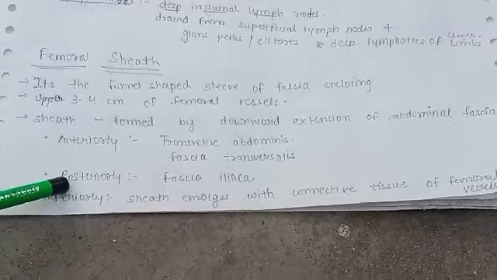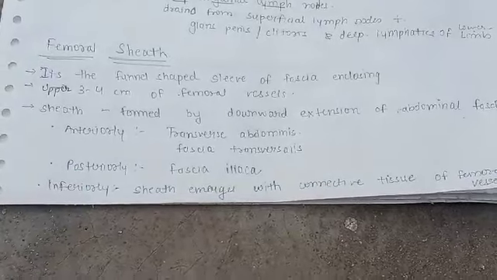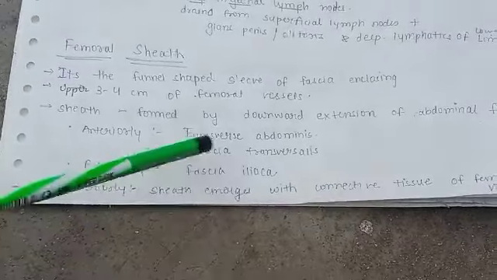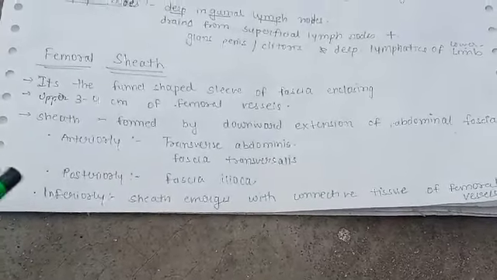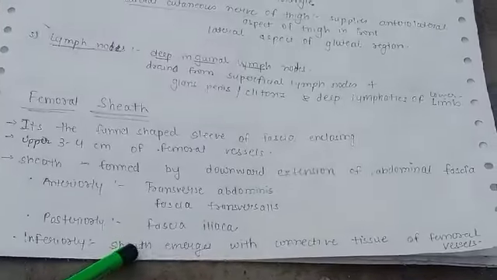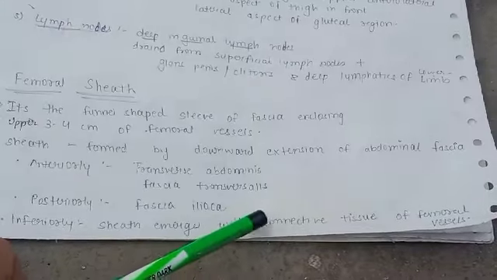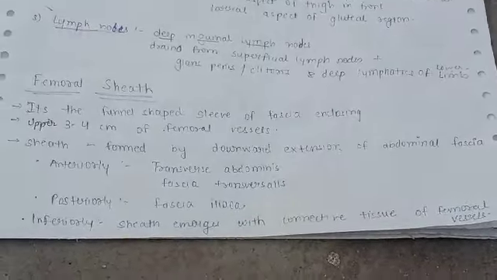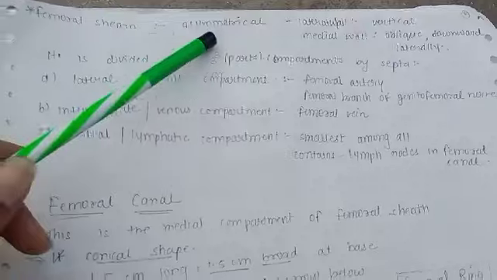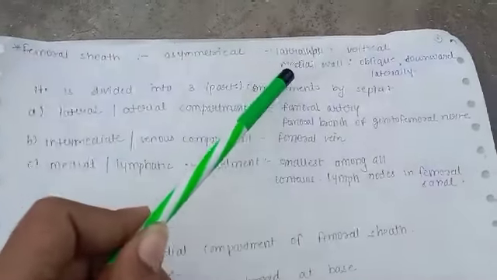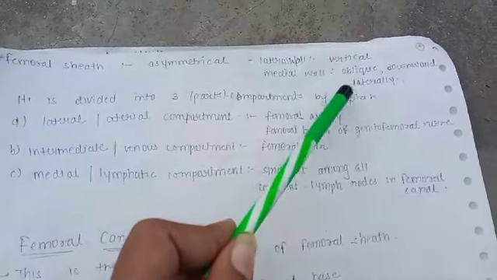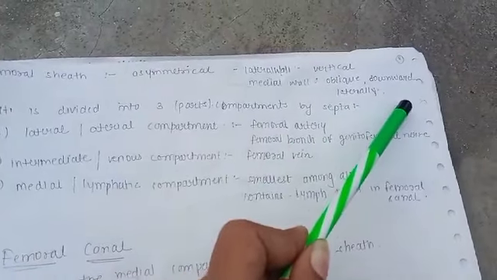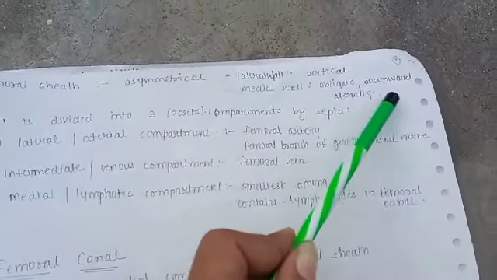Posteriorly, it is made up of the fascia iliaca, which is the covering of the iliacus muscle. Inferiorly, the sheath merges with the connective tissue of the femoral vessels. The femoral sheath is asymmetrical, where its lateral wall is vertical and its medial wall is oblique, directed downwards and laterally.